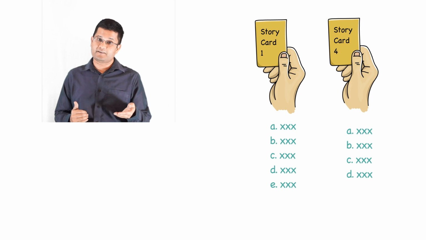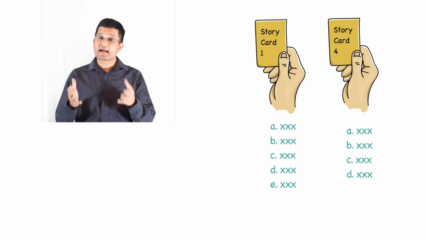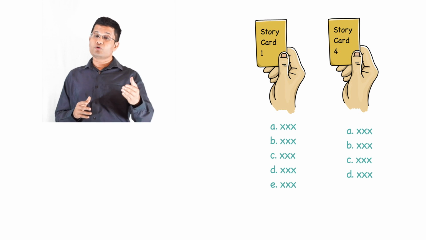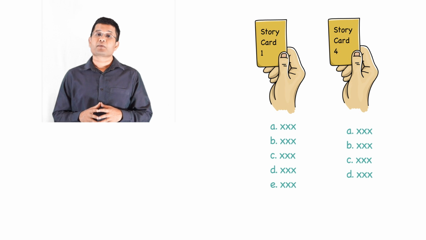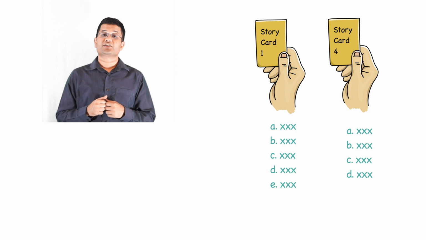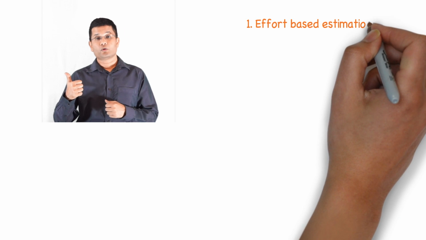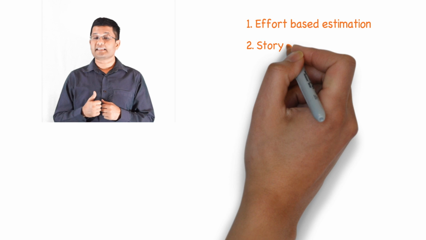activities have been identified. Now that we have identified all the activities for the backlog items which the product owner would like us to implement, we will need to do an estimation. Two kinds of estimations can be done. One is an effort-based estimation, or one can do a story point-based estimation.